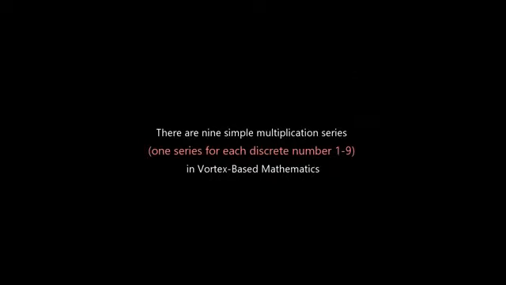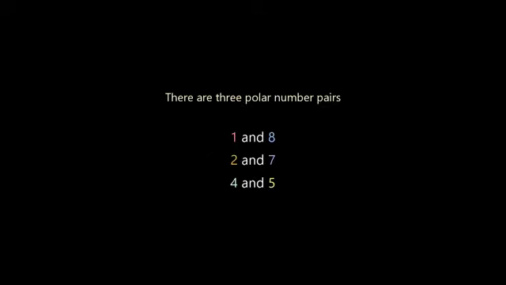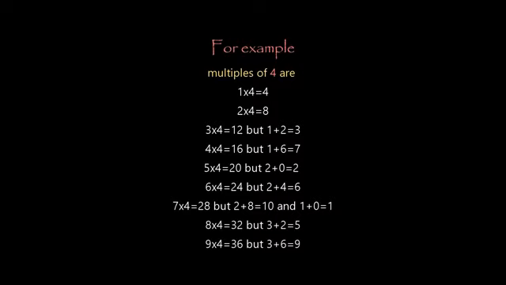There are 9 simple multiplication series, one series for each discrete number, 1 through 9, in Vortex-based mathematics. These multiplication series are based upon reducing all products to single digits via horizontal addition, forming meaningful number sequences. There are 3 polar pairs, 1 and 8, 2 and 7, 4 and 5. For example, multiples of 4 are 1 times 4 equals 4, 2 times 4 equals 8, 3 times 4 equals 12, but 1 plus 2 equals 3.